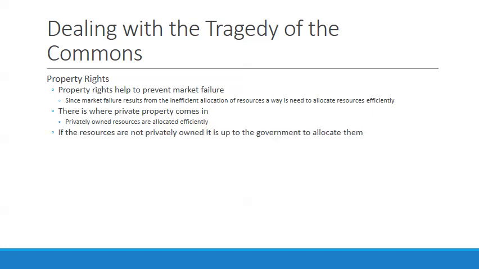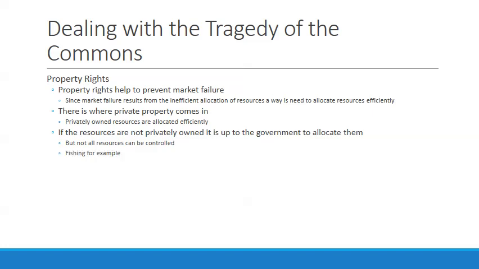If the resources are not privately owned, it is up to the government to allocate them. Obviously, not all resources can be privately owned. For example, you can't control the ocean. You can't control the air. I can't just go buy the Atlantic Ocean, because if I could, then I could charge fishermen all kinds of rates and I'd be rich.